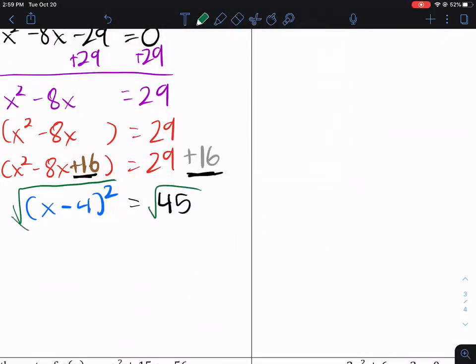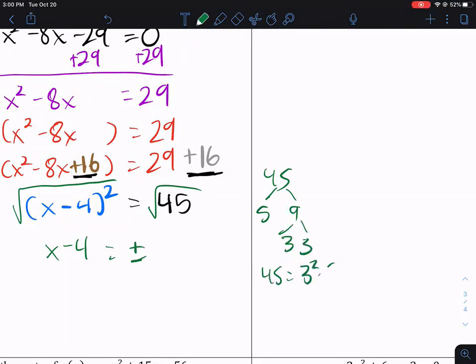Okay, so remember on the left side, the whole point of doing this is to cancel all of that out. The right side, we do need the plus or minus, but let's remember from last unit, right? We can simplify 45. 45 is 5 times 9, which is 3 times 3, right? So 45 is 3 squared times 5. So that means we can take the 3 in front. So the square root of 45 is equal to 3 radical 5.